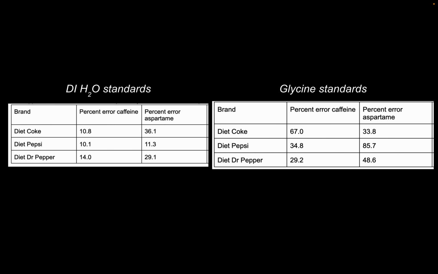In the DI H2O standards, caffeine was relatively well captured. I think this was by chance. But the percent error of aspartame got as high as 36%, so very not good for analytical chemistry. And with the glycine standards, you can really see the error begin to come out when we start to match to the samples themselves. The samples were diluted in glycine. We match it with glycine standards, and it's all messed up. So hopefully you can see how bad the idea of one-fold dilution and DI standards is.